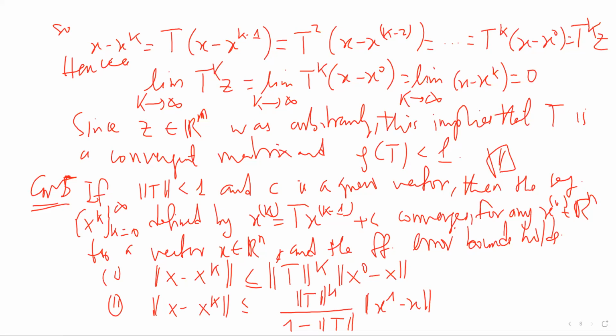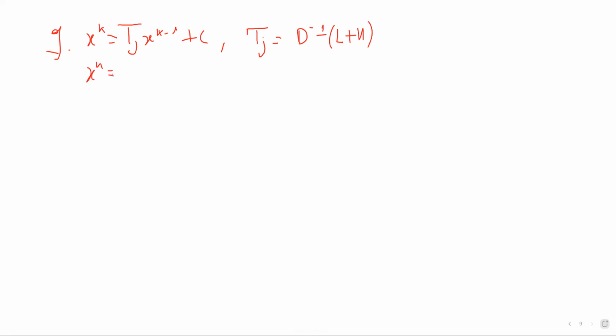So the quick question you can ask yourself is, how can we use this in terms of what we know, maybe Jacobi and Gauss-Seidel? So for example, in the case of Jacobi, we have x^k = T_J x^(k-1) + c, where our T_J was D inverse times (L plus U). In the case of Gauss-Seidel, we have x^k = T_G x^(k-1) + c, where our T_G was (D minus L) inverse times U.